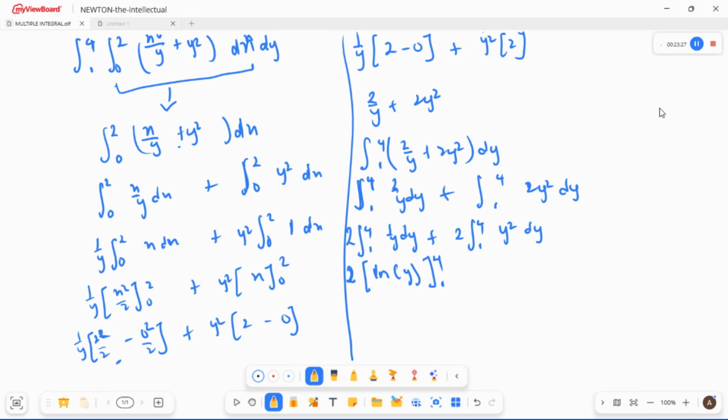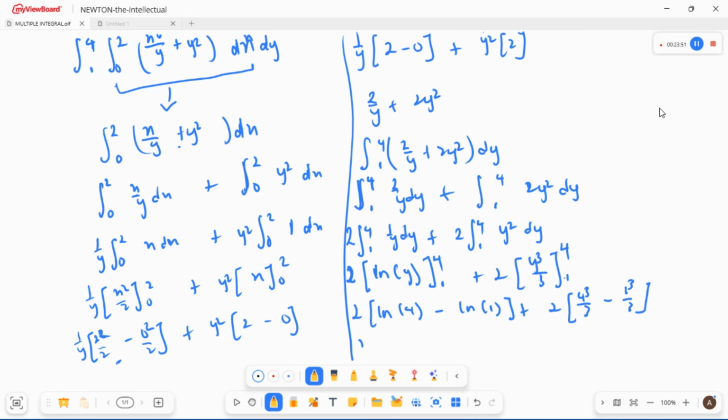So we have ln y from 1 to 4, then plus 2 times y cubed over 3 from 1 to 4, and then we input our values. Here we have 2 times the natural log of 4 minus the natural log of 1, plus 2 times 4 cubed over 3 minus 1 cubed over 3. So we have 2 natural log of 4. Now the natural log of 1 is 0, so we have minus 0. Then plus 2, then we have 4 cubed, which is 64, so 64 over 3 minus 1 over 3. So we have that.